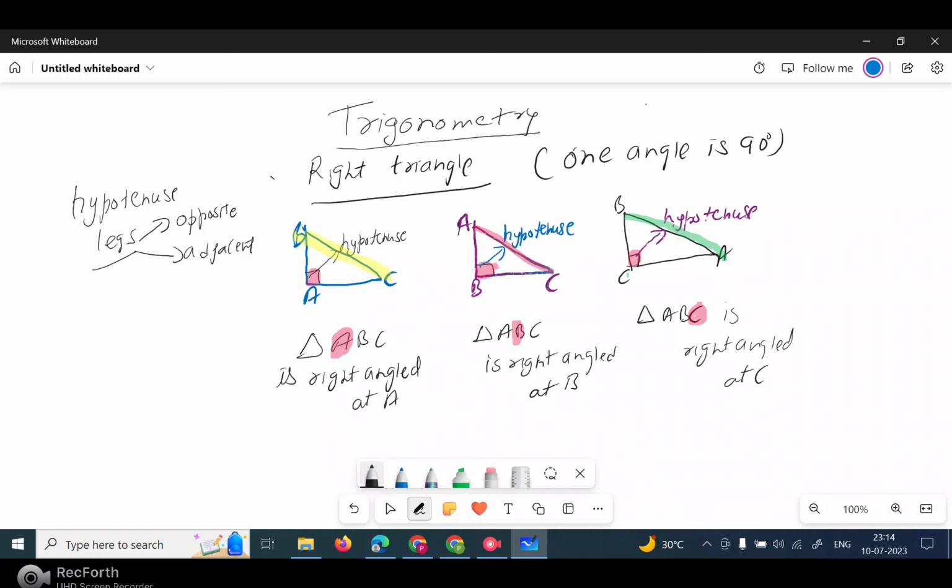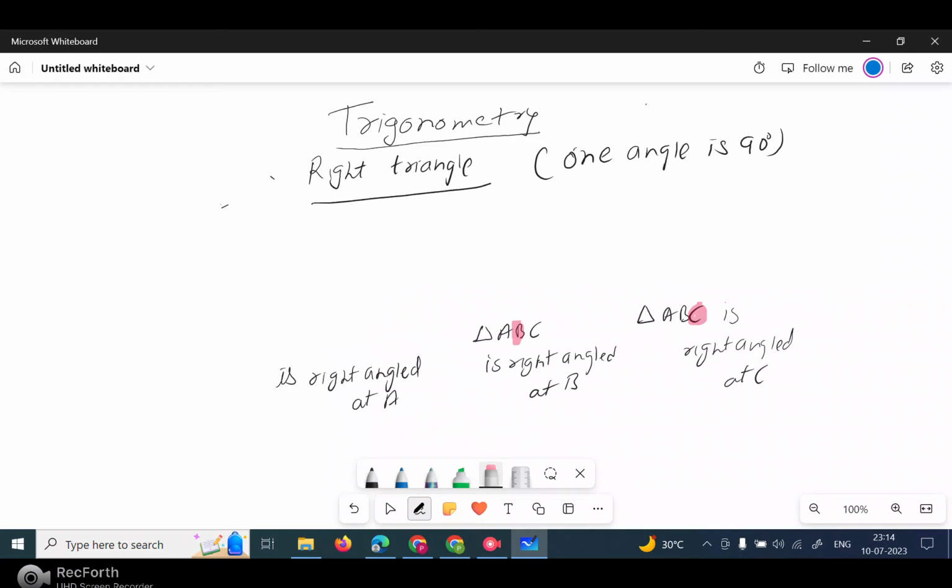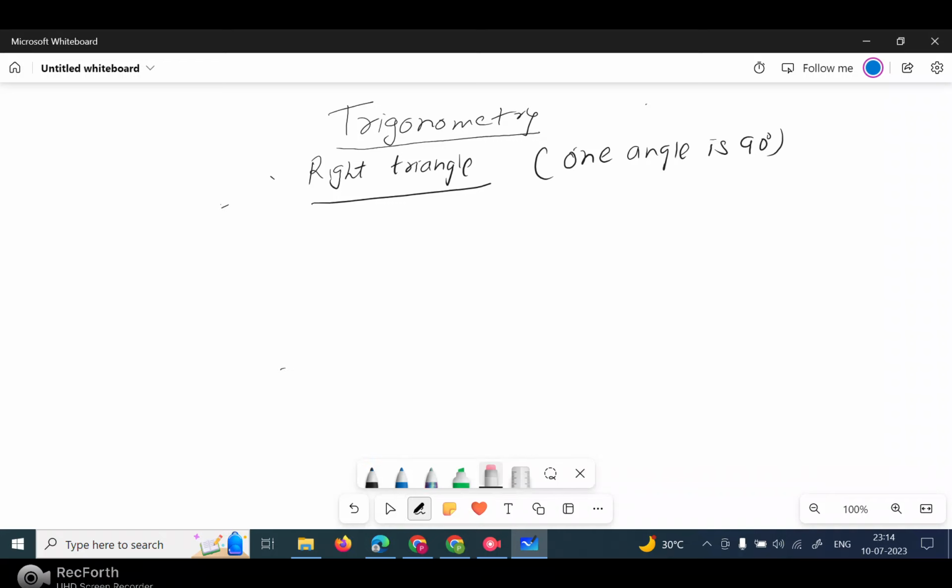Now I will move forward. Suppose I talk about angle C here. Which side is opposite to angle C? This side is opposite to angle C. And which side is opposite to angle B? If I talk about angle B, angle B has this side opposite. So we have to be careful about the opposite sides before learning trigonometry. So I will teach you again the opposite and adjacent side of a right triangle.